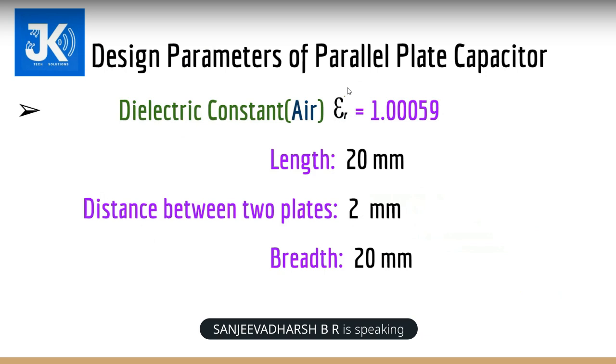So in this video, I have taken air as a dielectric material whose epsilon R value is 1.0059. You can take any other materials like mica, glass, or any other materials for designing your parallel plate capacitor.